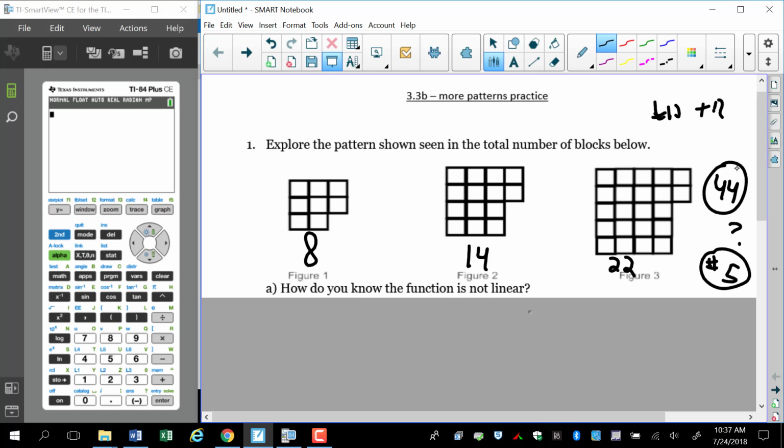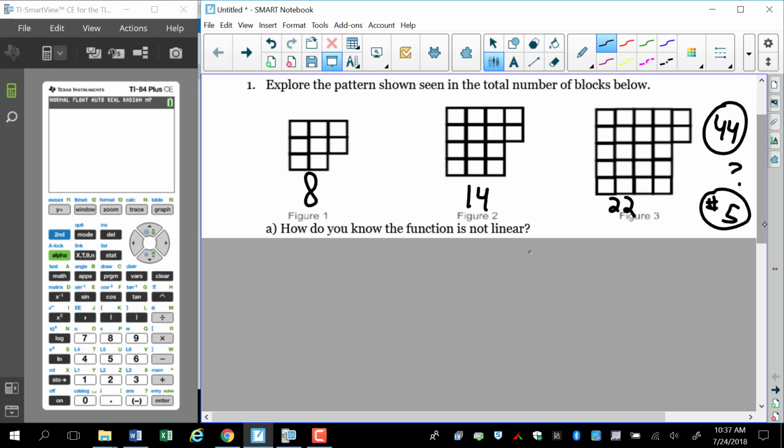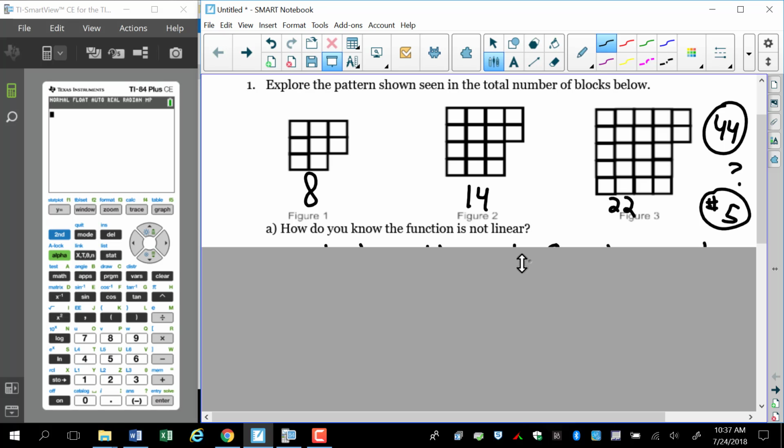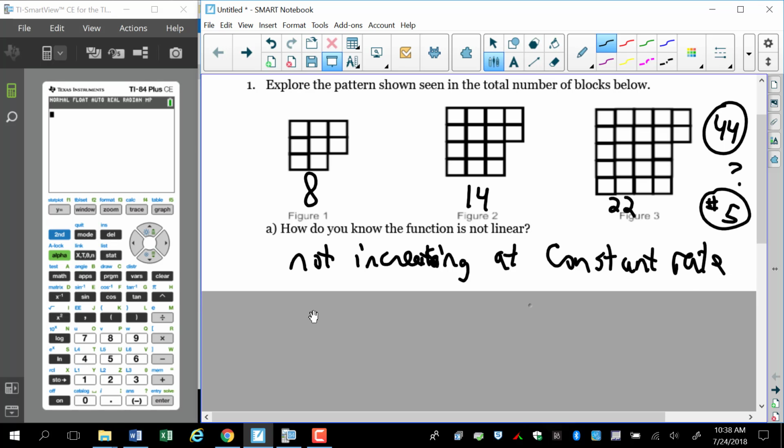What I'm trying to do, though, is show other ways of doing this. So that's a common way you can do this, and I'll show you the good and the bad about this method. But let's talk first about this. How do we know the function is not linear? How do we know the relationship between the figure number and the number of blocks is not linear? If it was linear, it would be at a constant rate. It would be +6, +6, +6, or +8, +8, +8, and this is not. This is changing each time.